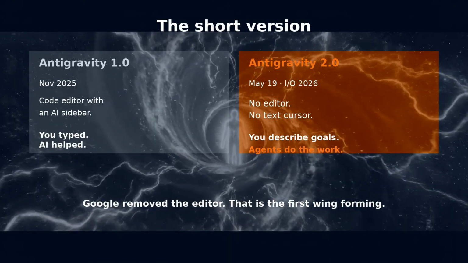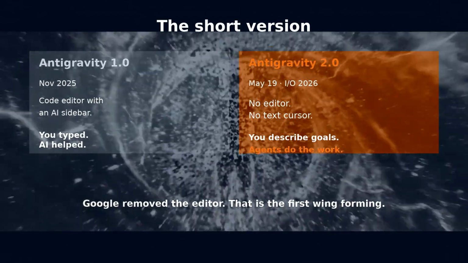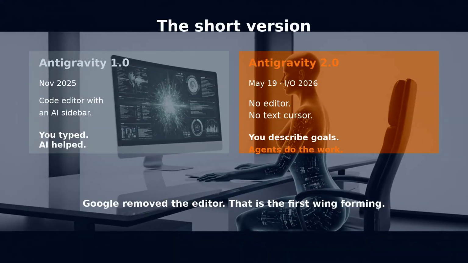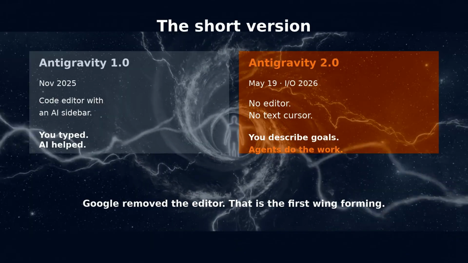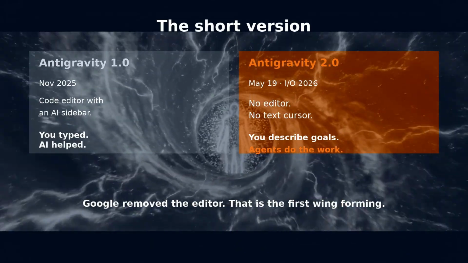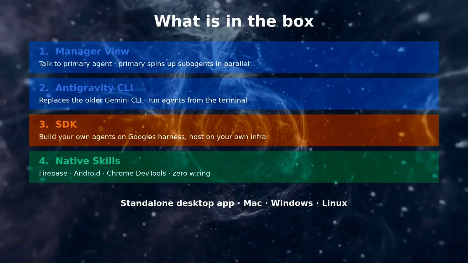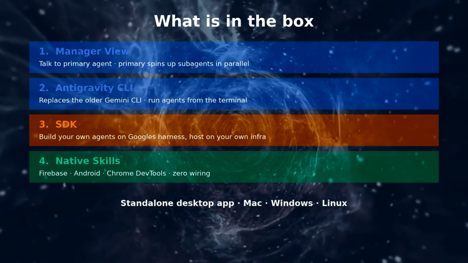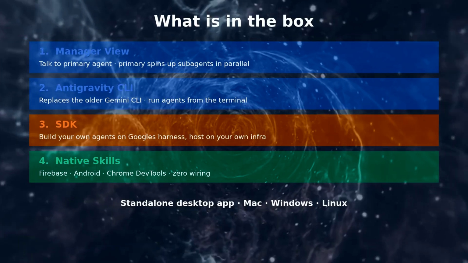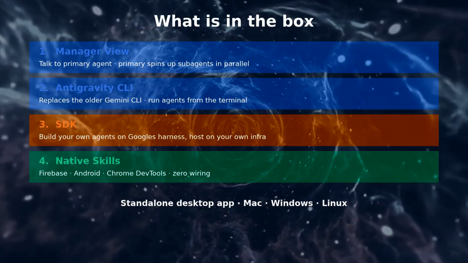What is in the box? Antigravity 2.0 is now a standalone desktop app for Mac, Windows, and Linux. The traditional code editor is gone from the main version. Google is keeping a separate IDE branch alive for developers who pushed back. But the new direction is clear. The main app is agent first.